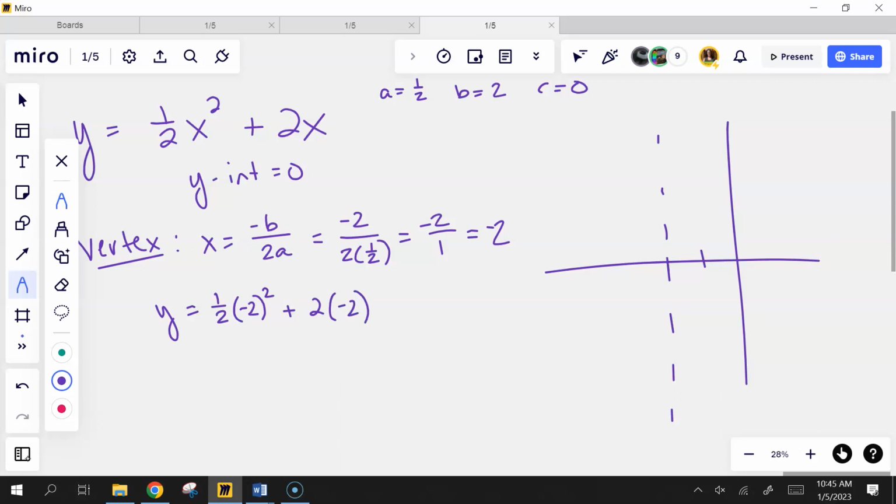Everybody good? Exponents come first. Negative 2 squared is 4. Then multiply by 1/2. 2. 2 times negative 2 is negative 4. So 2 plus negative 4 is, so what are the coordinates of my vertex? Negative 2, negative 2.